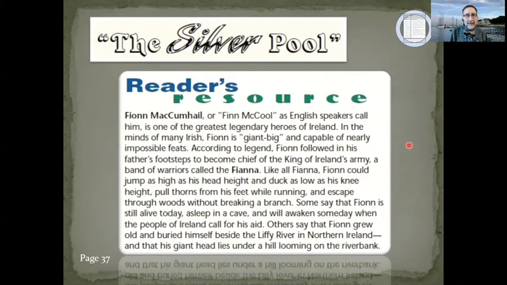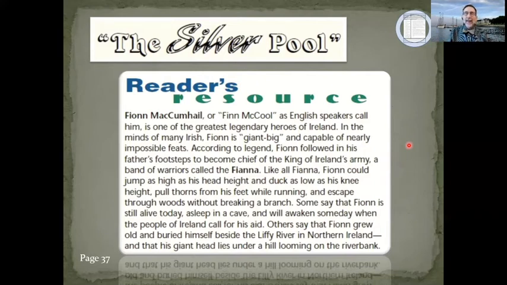Now, this legend, all these legends with Finn are absolutely just full of hyperbole. Hyperbole is a fancy word for exaggeration. This guy was like as tall as a building. He could run super fast and pick thorns from his feet while he was running. He could go through the forest at top speed and walk so gently that he didn't make any noise.